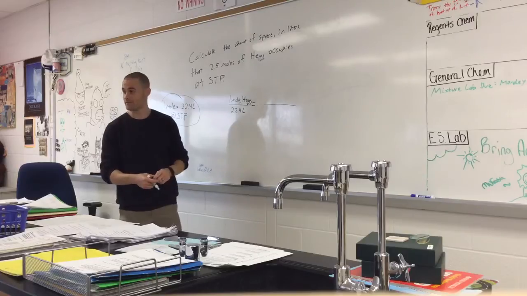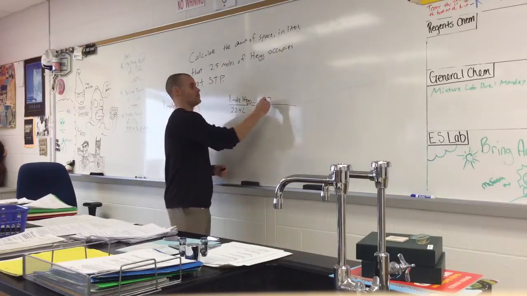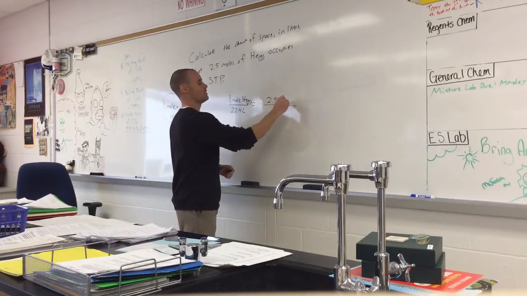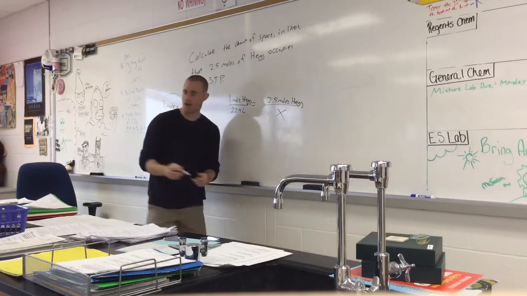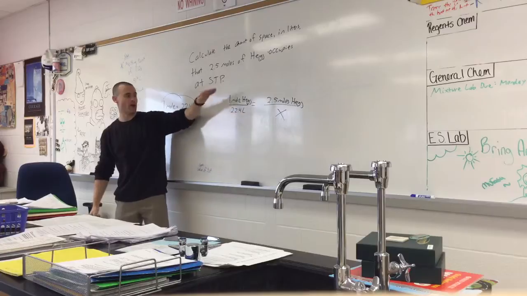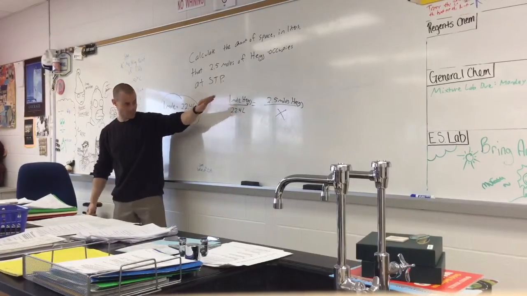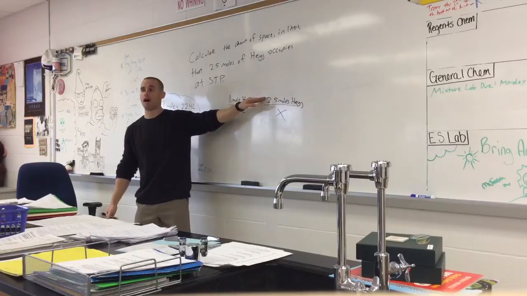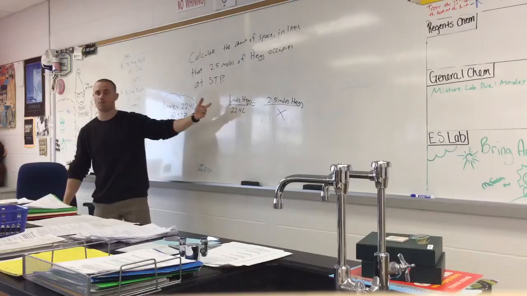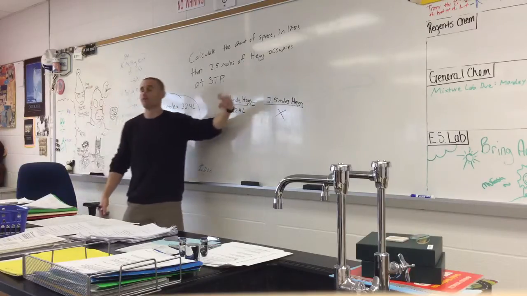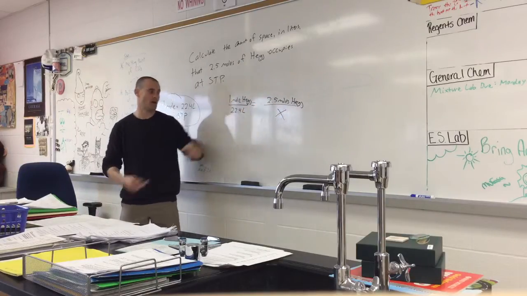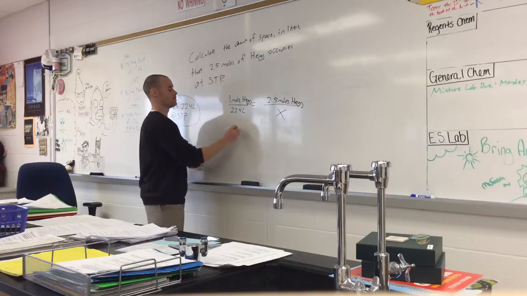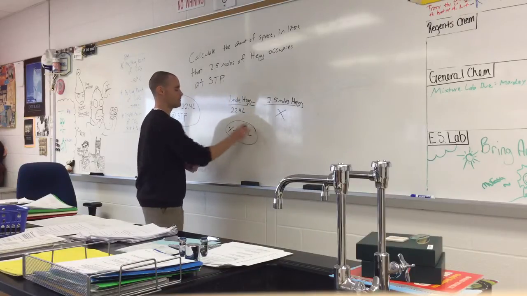Continue. 2.5 moles of He gas, X. Good. So we know if you have 1 mole of He gas, it occupies this much space. Well, what if you have more? You have 2.5, so this number should be bigger than 22.4. How much bigger? 2.5 times bigger. Cross multiply, so X equals 56 liters.